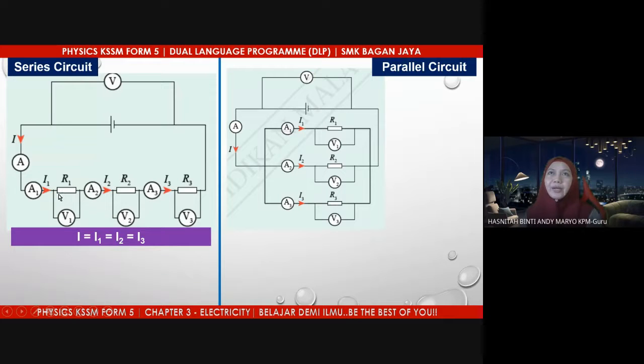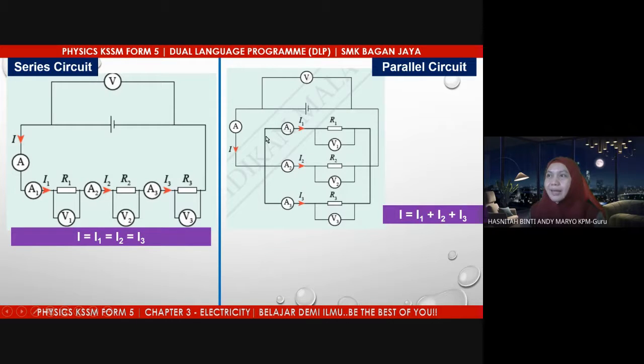If you put what else? You put hair dryer here. So the current flow in the first, second, and the third hair dryer is all the same. Okay. Meanwhile, for parallel, how to find the current flow in the circuit? I is the total current. So this is the total current.